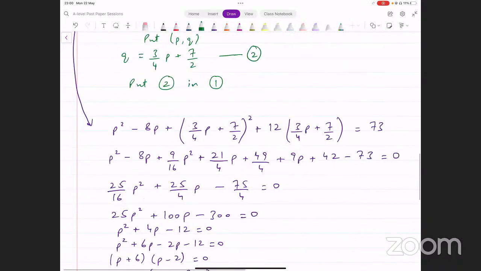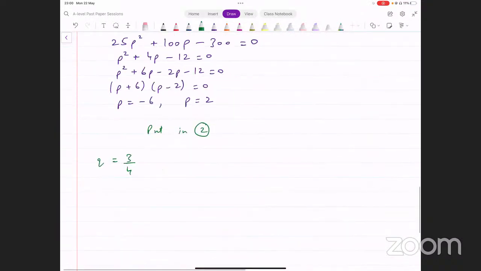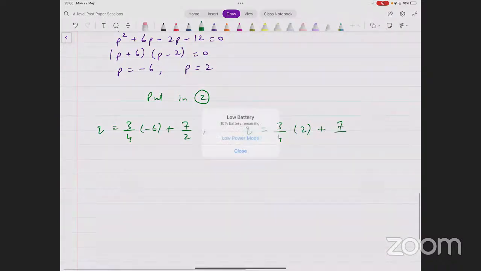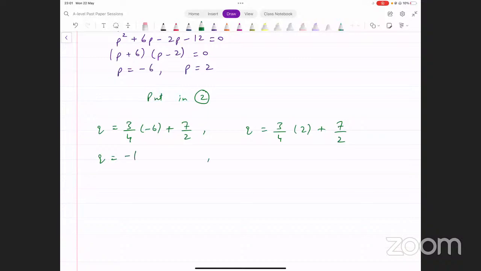उससे. 3 over 4 times P, which is minus 6 plus 7 over 2. And the second value 3/4 into 2 plus 7/2. Let's simplify both of them. Minus 18/4 plus 7/2, and that's giving me -1. And what about the second one? 6/4 plus 7/2, that is 5.